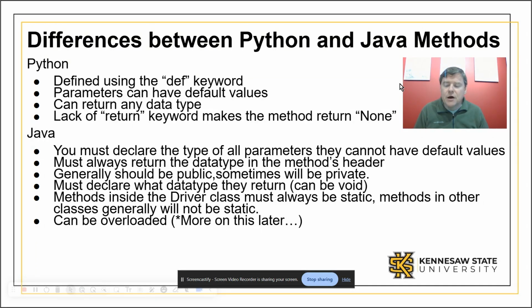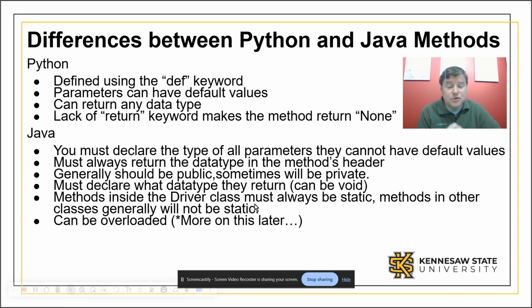All right, and so other things to talk about on the Java side. You must always return the data type that is specified in the method's header. So if it says it's returning an int, you must return an int. Generally, your methods are going to be public. Sometimes they'll be private, but almost always they'll be public. For now, just assume it's always public, and we'll talk about that later. You must declare what data type they're returning. It can be void, but there has to be a data type specified, which is either a data type or void as the return type.